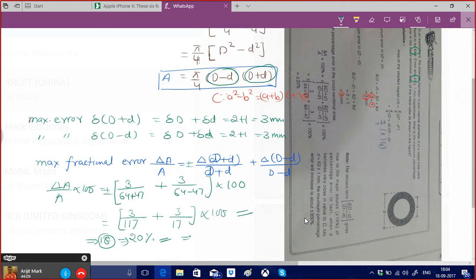So what they're basically saying is, if the smaller diameter increases to a value similar to the larger diameter, the error of the experiment will increase, and as a result it will be much less accurate. That's right. Now you understand that.